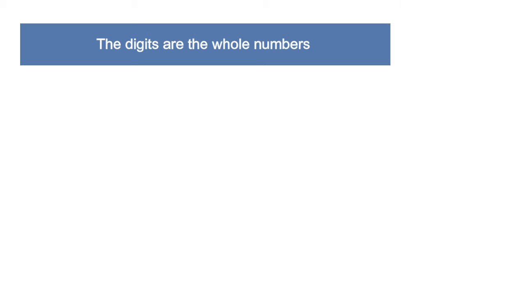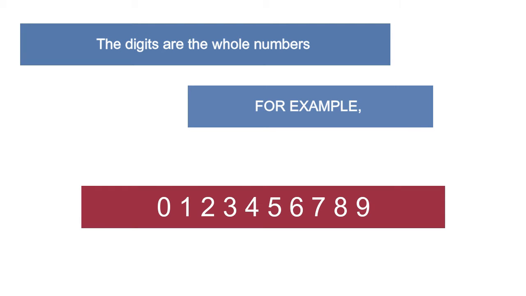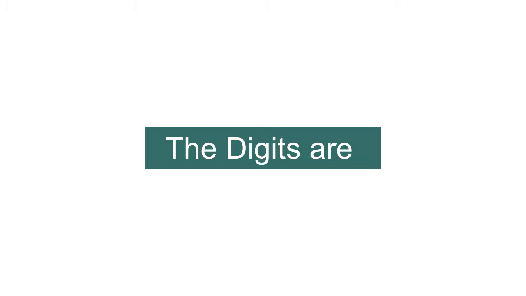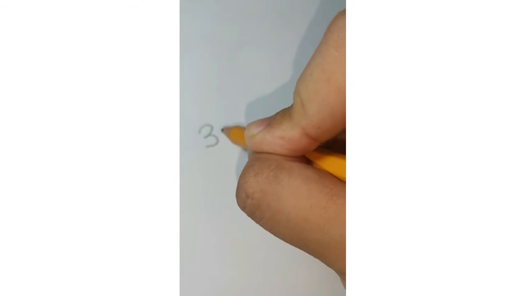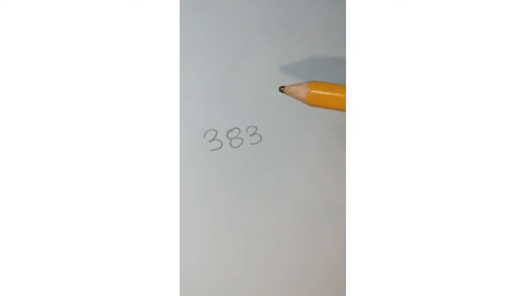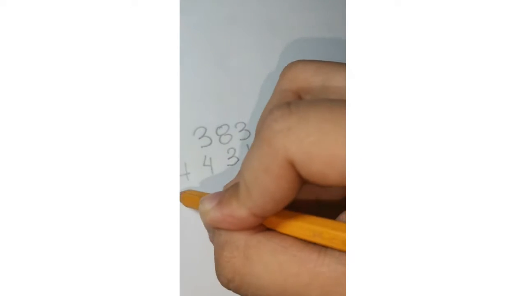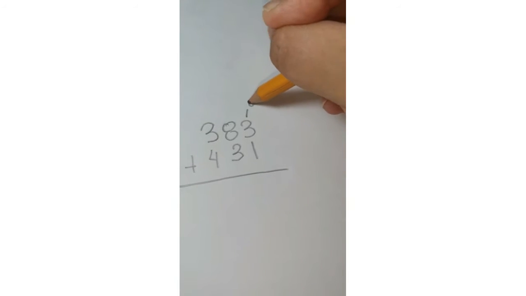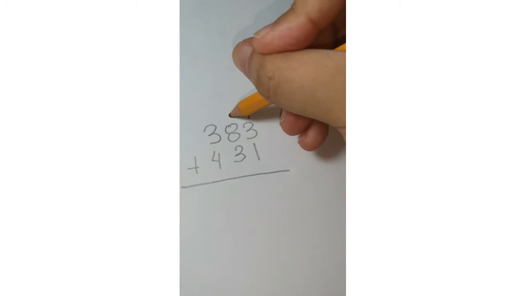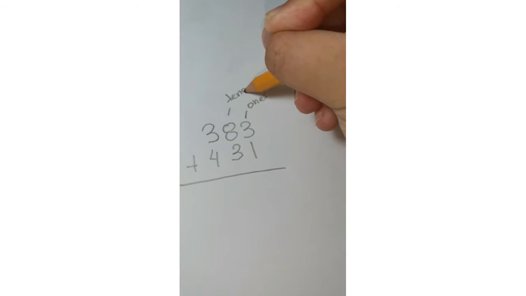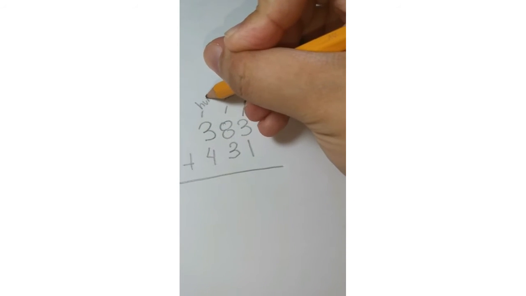The digits are the whole numbers, for example 0, 1, 2, 3, 4, 5, 6, 7, 8, and 9. The digits are 3, 8, 3 plus 4, 3, 1. So, let's not forget that this is the ones, the tens, and the hundreds.